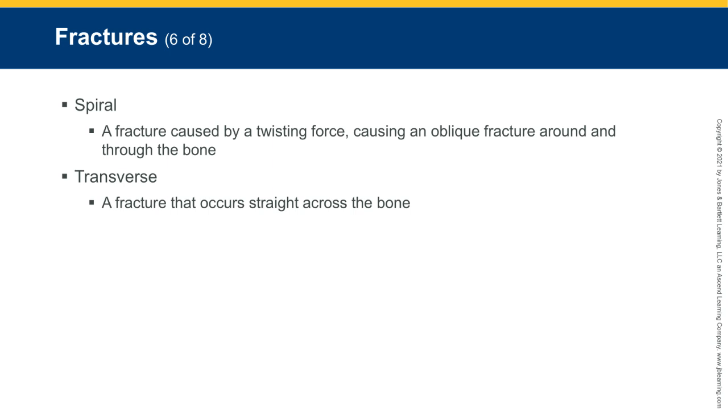Spiral fractures result from twisting forces and wrap around the bone. Transverse fractures occur straight across the bone. These types of fractures are often seen in sports injuries, falls, or physical trauma. Proper splinting and immobilization are key in preventing further damage.